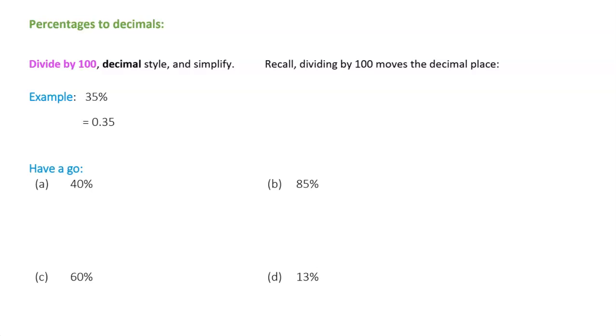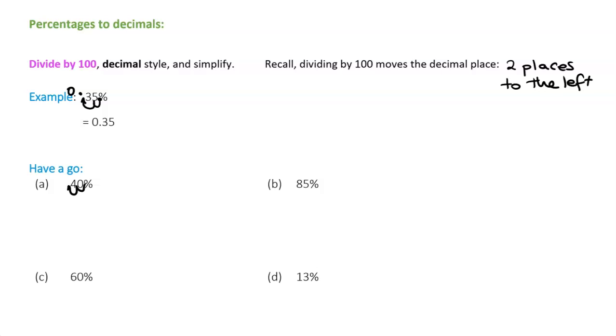Okay, so going from a percentage to a decimal, we're going to divide by 100 again, but let's do it decimal style now. So recall, dividing by 100 moves the decimal place 2 places to the left. So for 35%, the whole number has a decimal point here, and we're going to move it 1, 2 places to the left. We have to put the point there, and then a 0 beforehand, so it becomes 0.35.